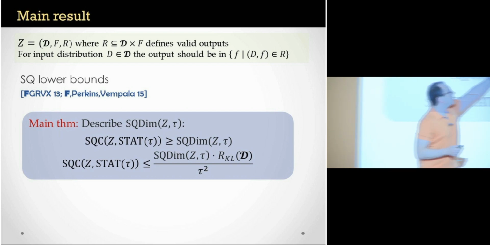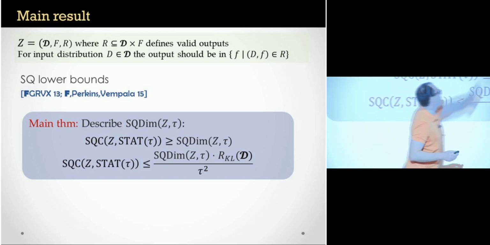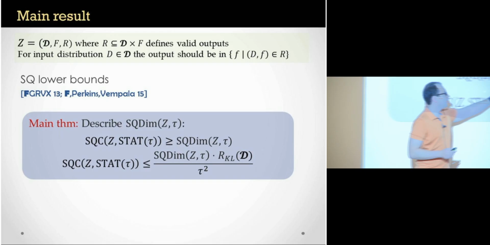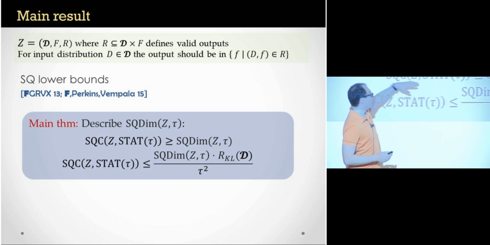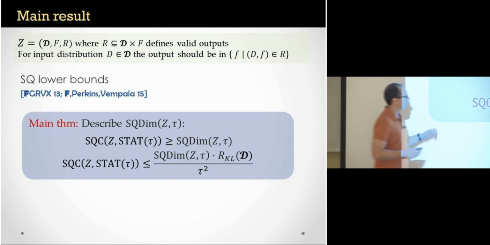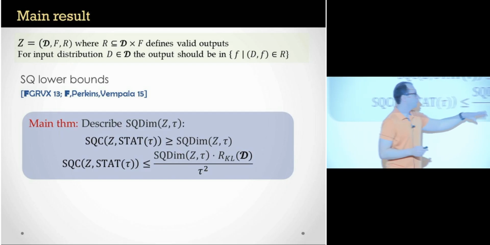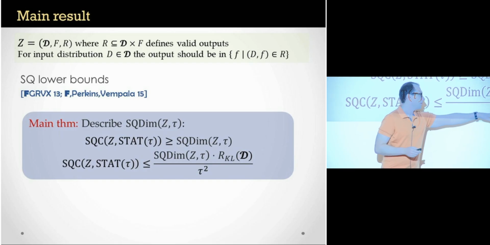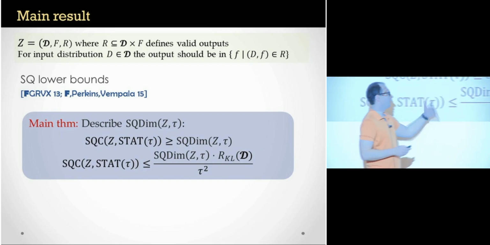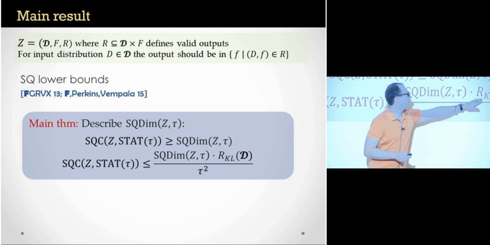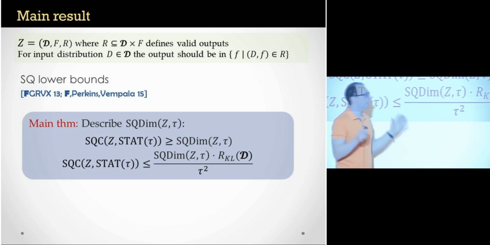And the main result of this work is that there is a dimension that actually tightly characterizes it, and we'll denote it by SQDIM of the problem Z with parameter tau of the oracle. What we will show for this dimension is that it is a lower bound on the statistical query complexity of solving the problem Z. At the same time, it is also an upper bound up to two factors: 1 over tau squared, which is the tolerance, corresponding to the number of samples, usually much smaller than the time, so that's fine.